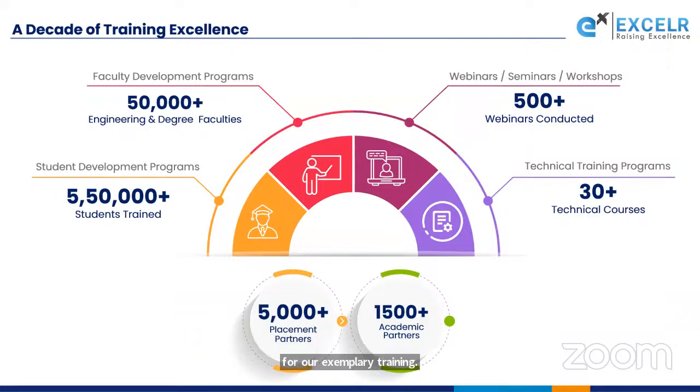This is, in short, our overall faculty development programs, which we have conducted for engineering and degree colleges: 500 plus webinars conducted, and close to 5 lakh 50,000 students trained during our student development programs. Moreover, this is an everyday learning program exclusively for students, where we do not disturb their academic classes; the classes are from 7 p.m. to 9 p.m. We have signed MOUs with close to 1,500 academic partners. That brings us a very good understanding of the industry gaps, thereby bridging those gaps, equipping the students and shaping their careers.